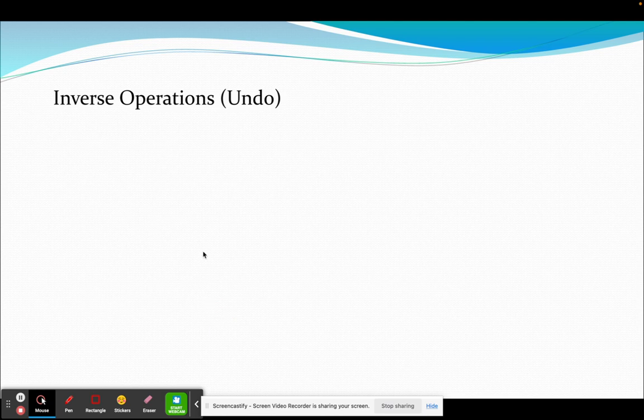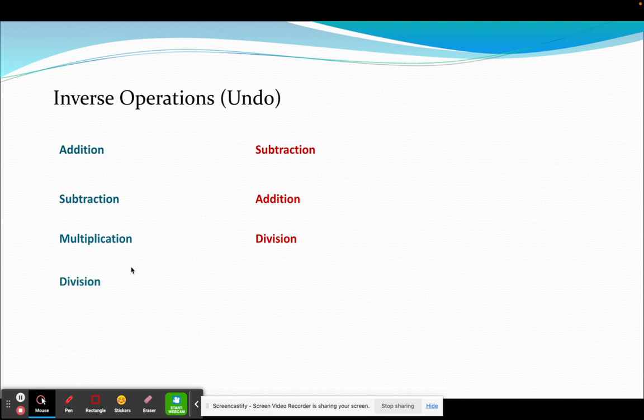There we go. Inverse operations. Let's talk about our inverse operations. What operations undo other operations? As you recall, you would undo addition through subtraction. You would undo subtraction through addition. The inverse operation for multiplication is division, and the inverse operation for division is multiplication. So again, nothing new there. We've done this before. Let's do a quick practice.